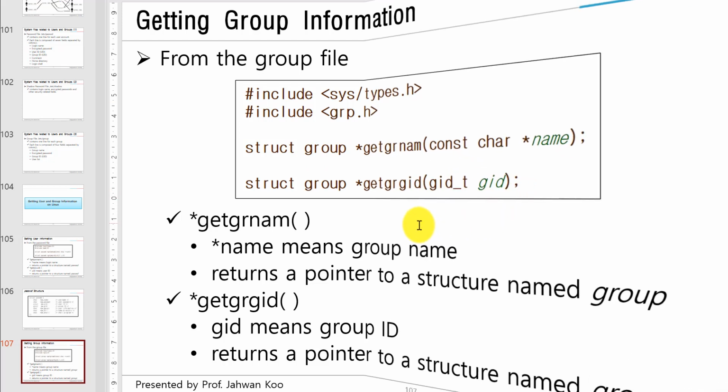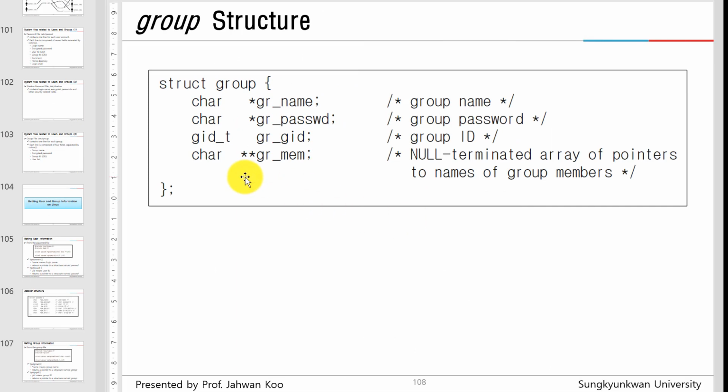Here is the group structure. This structure has several fields, such as group name, group password. This is encrypted, so you cannot see it. Group ID and a null terminated array of pointers to names of group members. This is not complicated at all. This is from the group system file in root /etc/group.